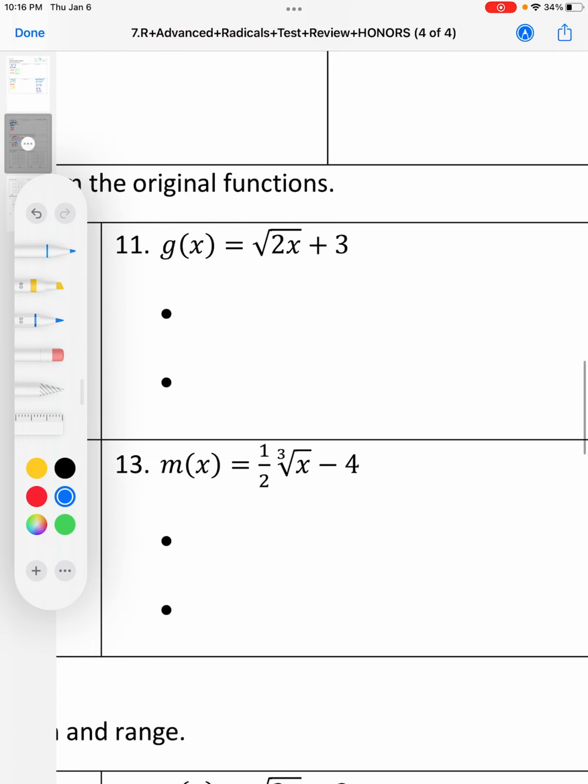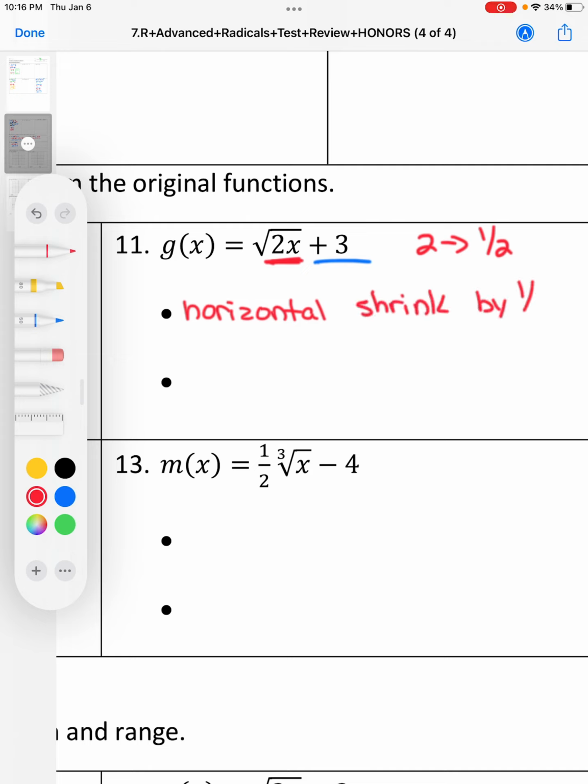Okay, let's go over here. So, again, inside affects x, outside affects y. So, inside affecting x, that means it's a horizontal. And since we're timesing, it's going to either be a stretch or a shrink. Remember, we have to think opposite. So the opposite of 2, we got to think reciprocal, 1/2. So we're actually shrinking. So a horizontal shrink by 1/2.